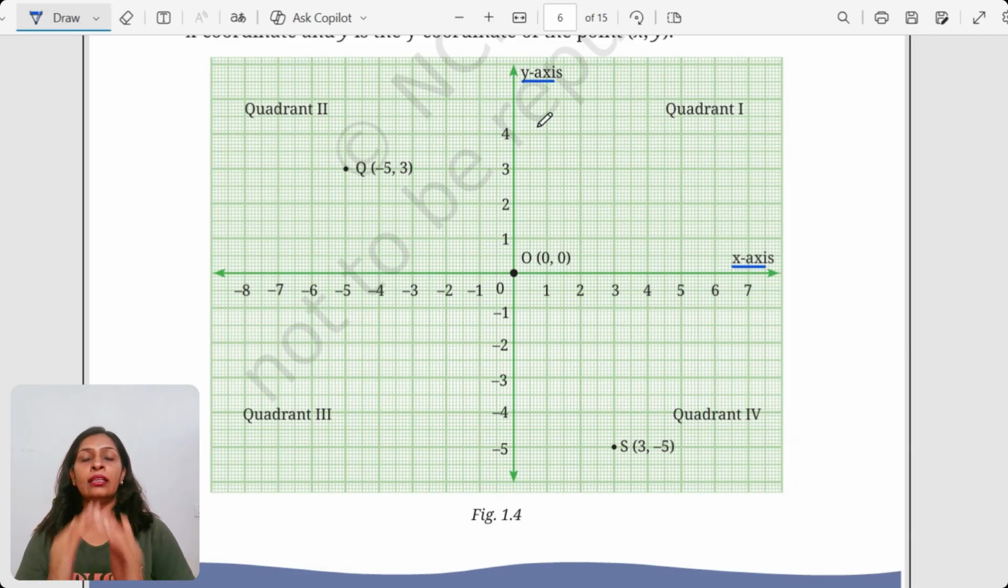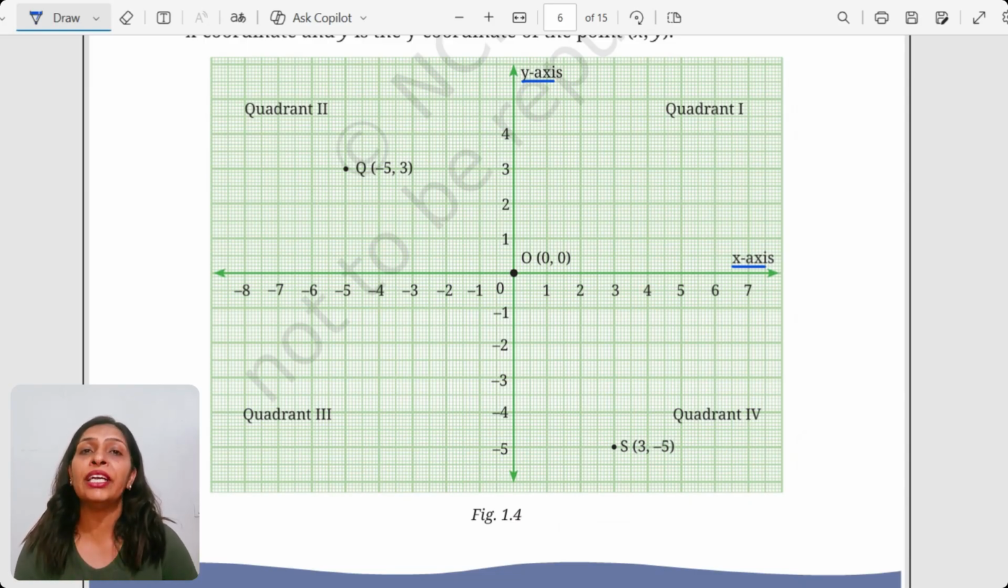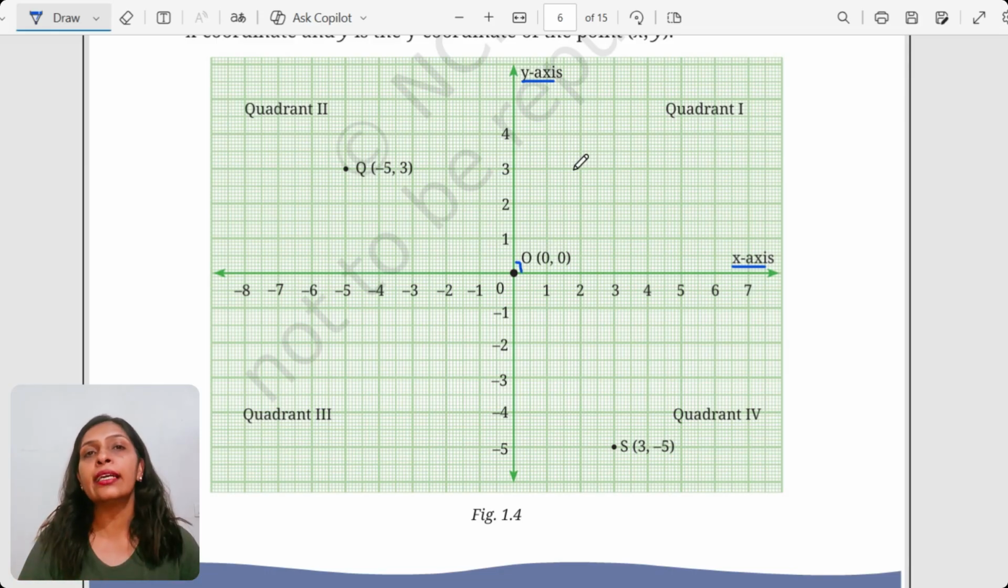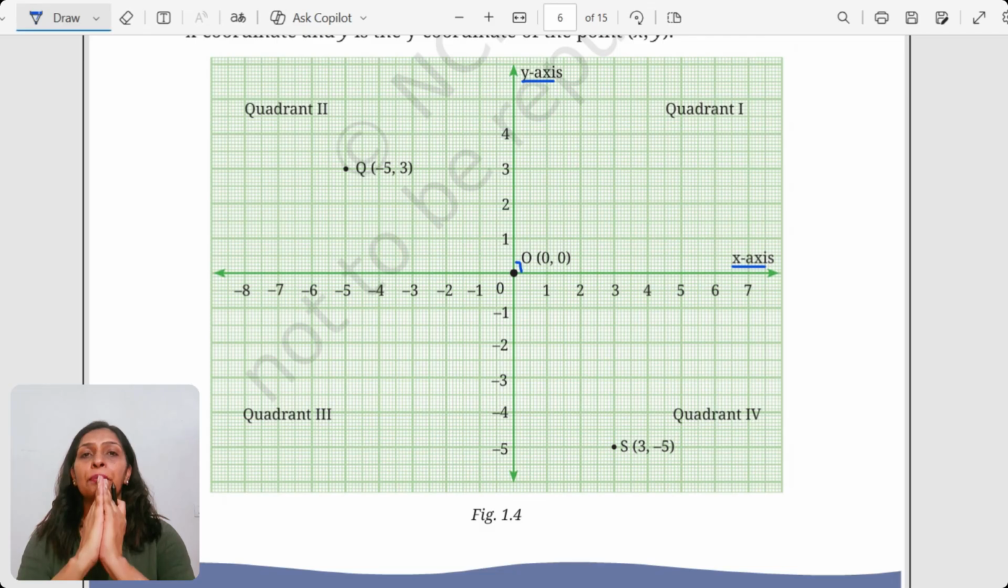Both the axes, the x-axis and the y-axis, are perpendicular to each other, meaning that they are going to form a 90 degree angle at this point, right? They cannot just be tilted lines or something. They have to be perpendicular to each other.